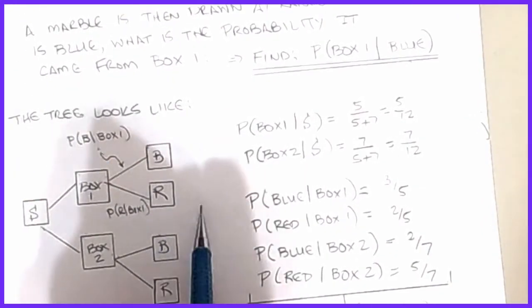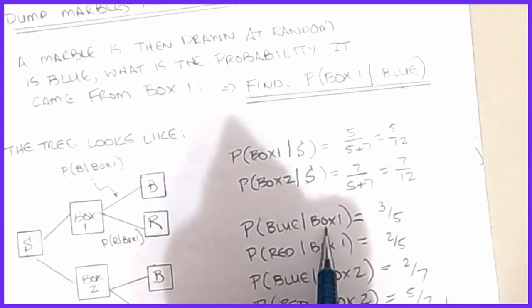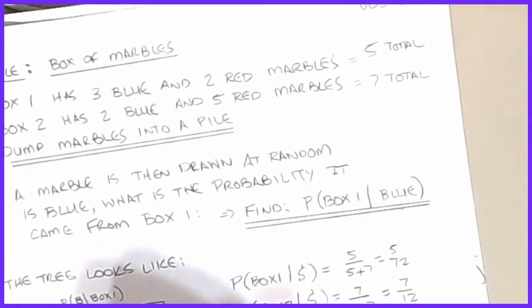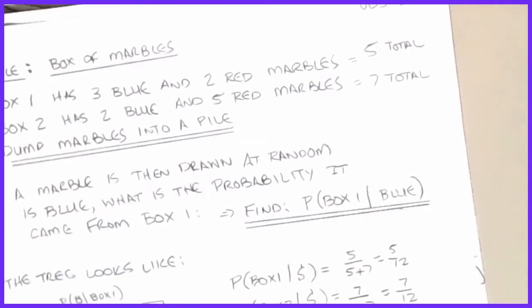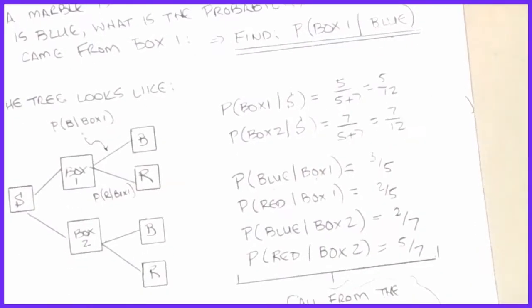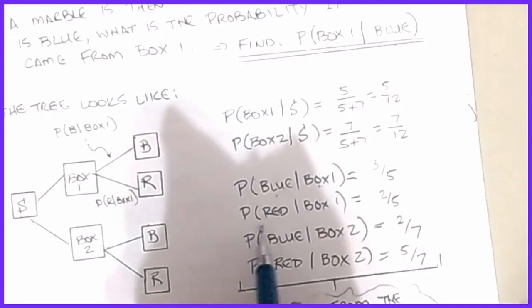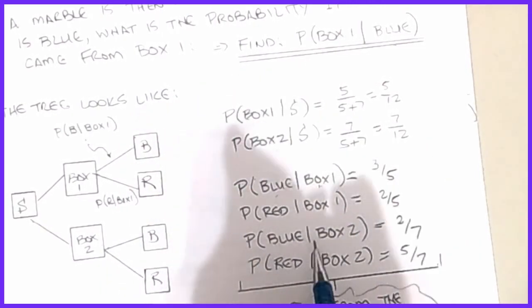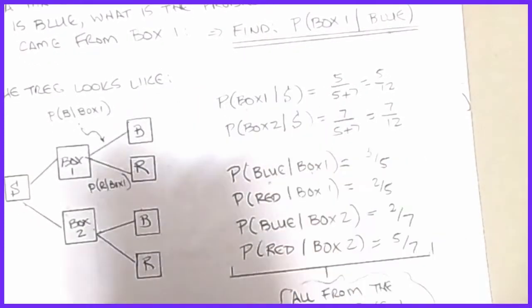Now, with the data the way that it was written, I can also calculate the probability that, given that it was in box 1, what's the probability that it's blue? All I do is say I had 5 total in box 1, and 3 of those are blue. So my probability for this event is 3/5. And so the probability of it being red in box 1 is 2/5, and then similarly for the others, blue given box 2 is 2/7, and red given box 2 is 5/7.